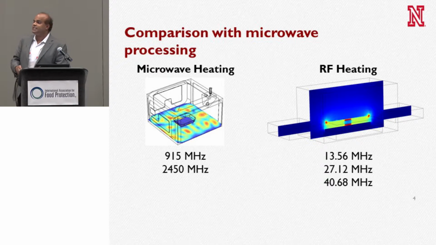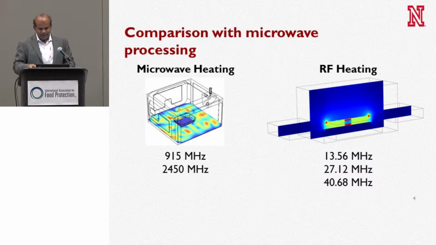And the penetration depth is also much higher in radio frequency. So in an industrial setting, if you have a bed of product going between the two electrodes, you can have a deeper bed. Whereas in a microwave, typically you try to keep it less than an inch thickness.